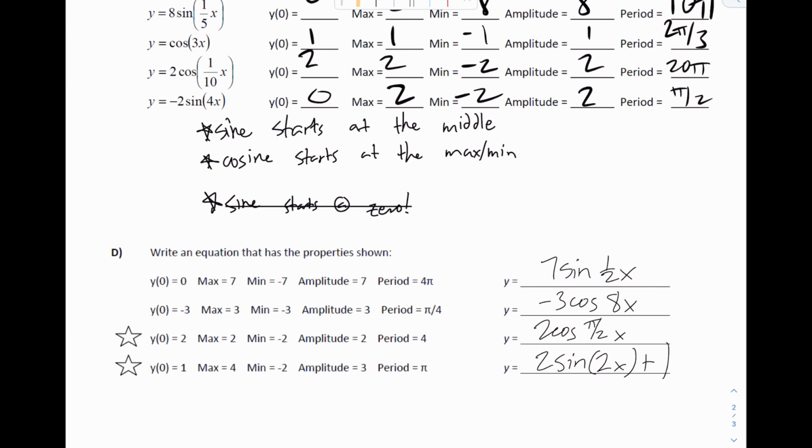Because if there's a vertical shift, like in this one, we can see that it's starting at 1, but the max is 4, the min's -2, which means this graph must have gone up 1. So that's why it's more precise to say sine starts at the middle, because the middle is a more accurate way of explaining what's actually happening. It's just often 0 because usually there is no shift, especially in these early graphs. We're seeing in this one, there is a shift right there, and that's why it's starting at 1.